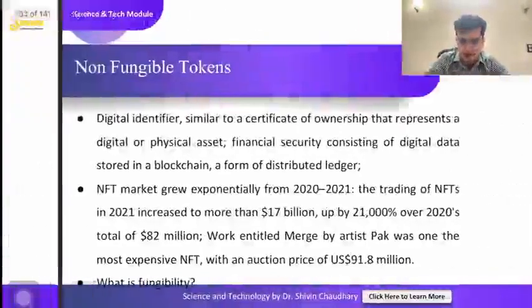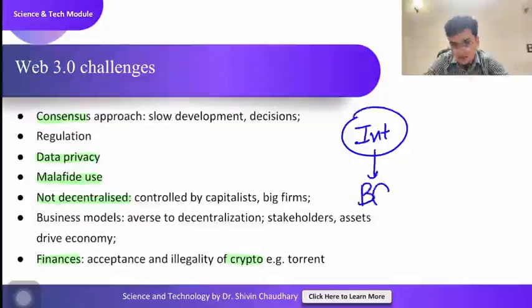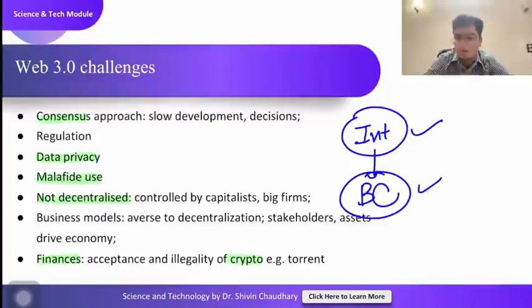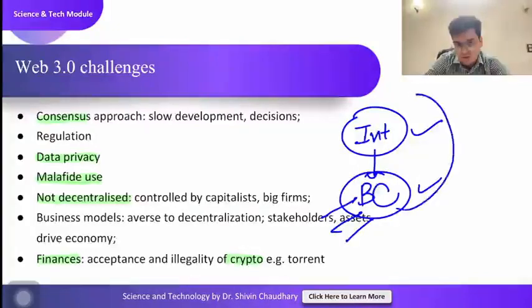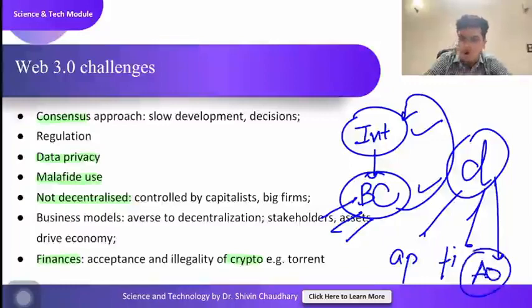So this is Web 3.0. Just a basic idea: it is putting the internet on a blockchain. Whatever ideas of blockchain were there, you apply them to the internet: decentralization of apps, decentralization of finance, decentralization of the governance structure through autonomous organizations.